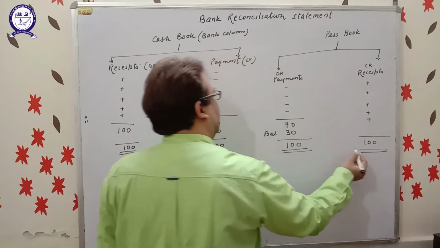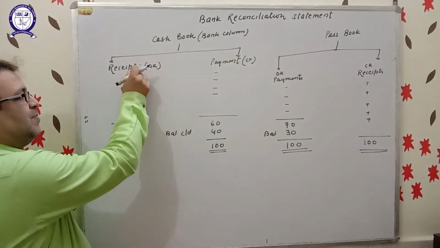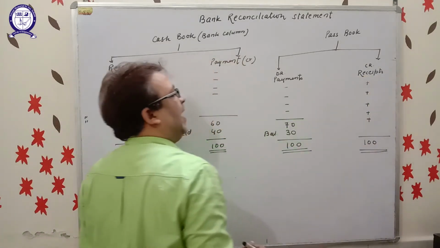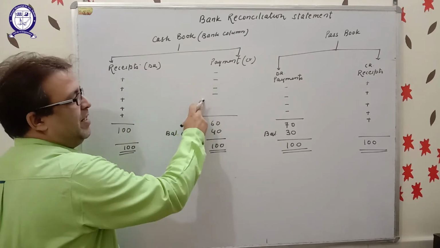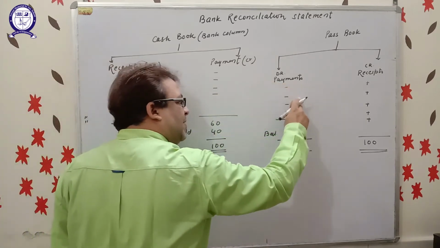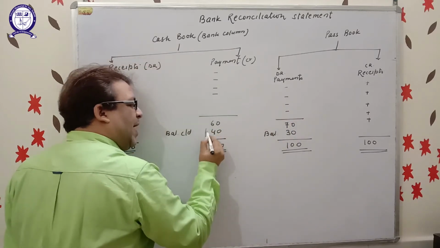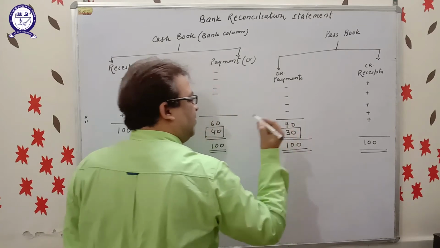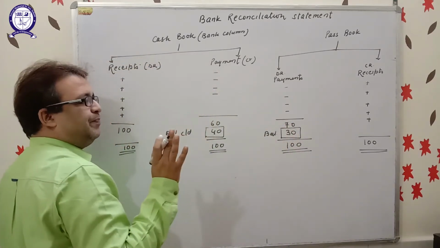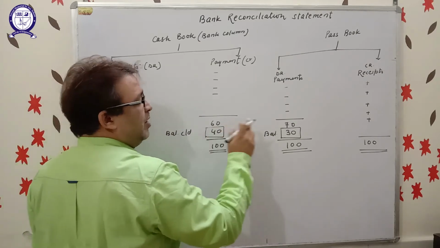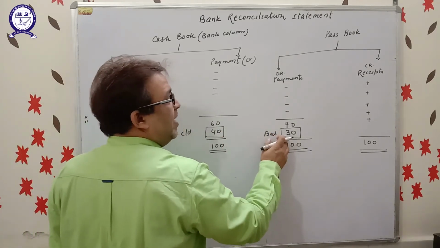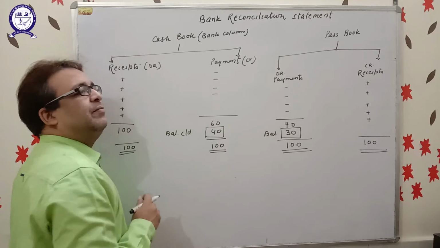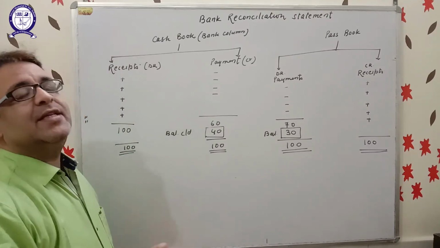Look at this. When we are recording the items in the debit side, the same items we are recording here on the credit side. And the items which we are recording in the payment side, the bank is also recording in the payment side. So the balance should be the same at the end of the month. But always this will differ. The balance of the cash book does not meet the balance of the passbook. It will remain different every time. Why? What are the reasons?